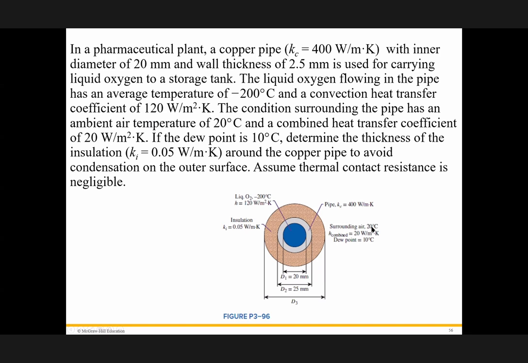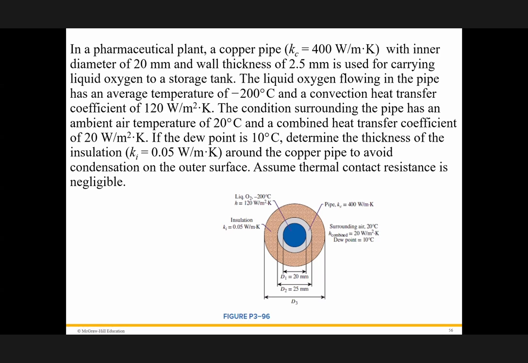The air is at 20 degrees and the dew point is minus 10, okay? Therefore, here is a combined heat transfer. That means you don't have to be worried about the radiation, okay? Determine the thickness of the insulation. How much insulation I have to put to avoid condensation on the outer surface, okay? At this temperature, the dew point is minus 10 degrees. How can we solve this problem?